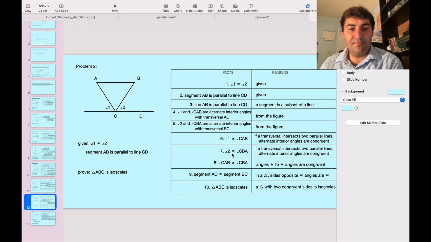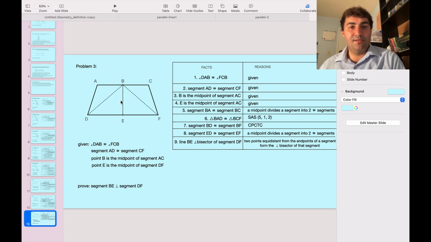And then we can just use the fact that if you have two congruent angles in a triangle, then the sides opposite these angles are congruent as well. So segment AC is congruent to segment BC. And what is an isosceles triangle? An isosceles triangle is a triangle that has at least two congruent sides. So if we know it has two congruent sides, then it's an isosceles triangle. So ABC is isosceles.